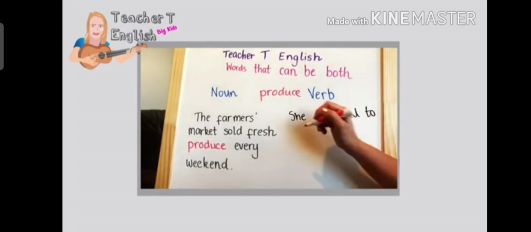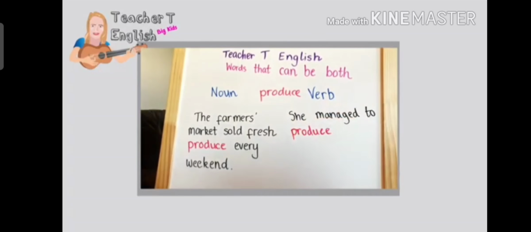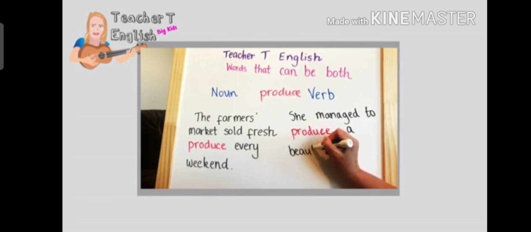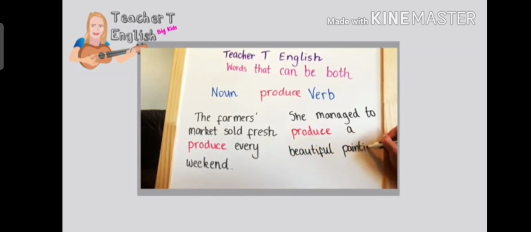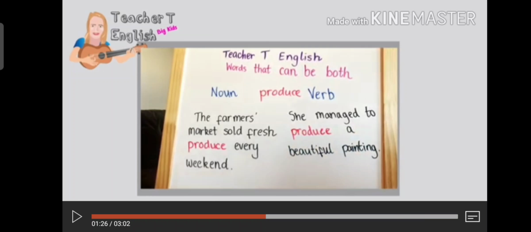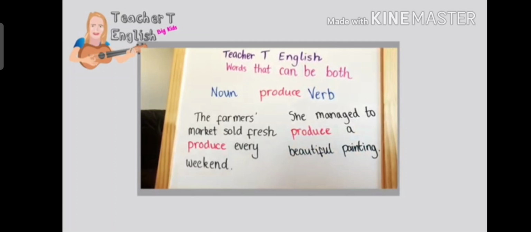Now here we have considered a word called produce. With the help of this word produce we are going to frame two different sentences. One sentence will be a noun sentence, whereas the other sentence will be a verb sentence.